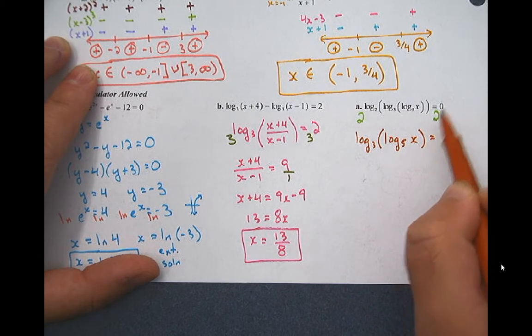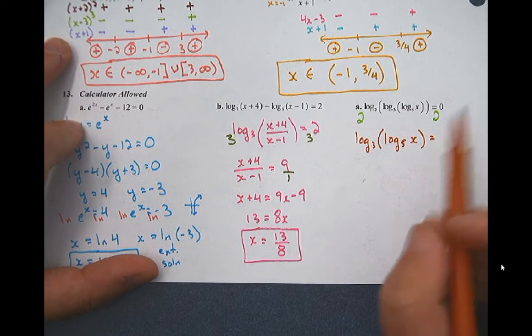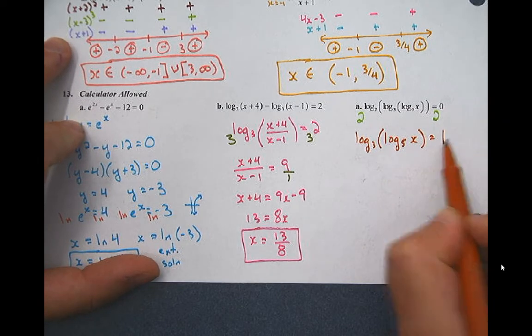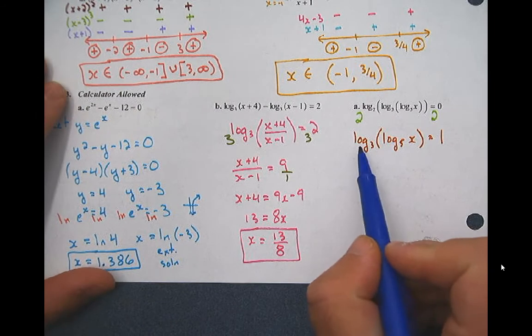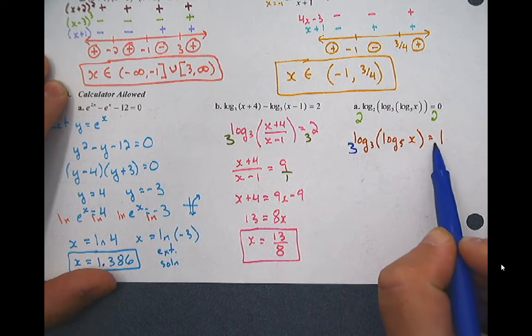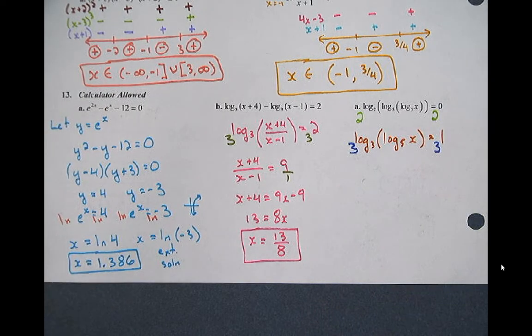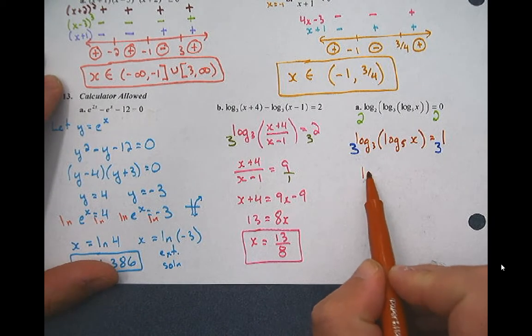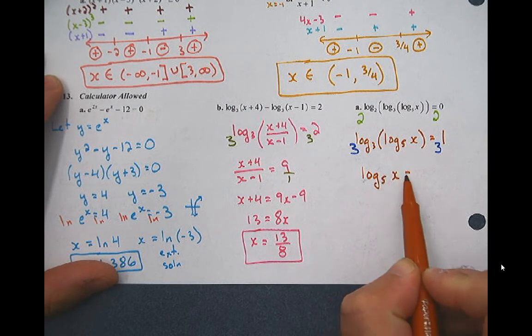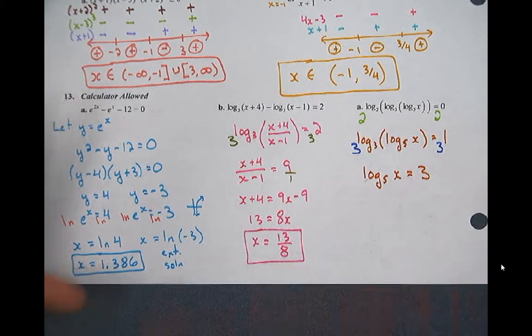What's 2 to the 0? You do not need a calculator for that. 2 to the 0 is 1. Anything to the 0th power is 1. Now we're going to kill off the log base 3. Log base 3 is killed with a 3 to the. Those cancel, and so now I have log base 5 of x equals 3 to the 1, which is 3.